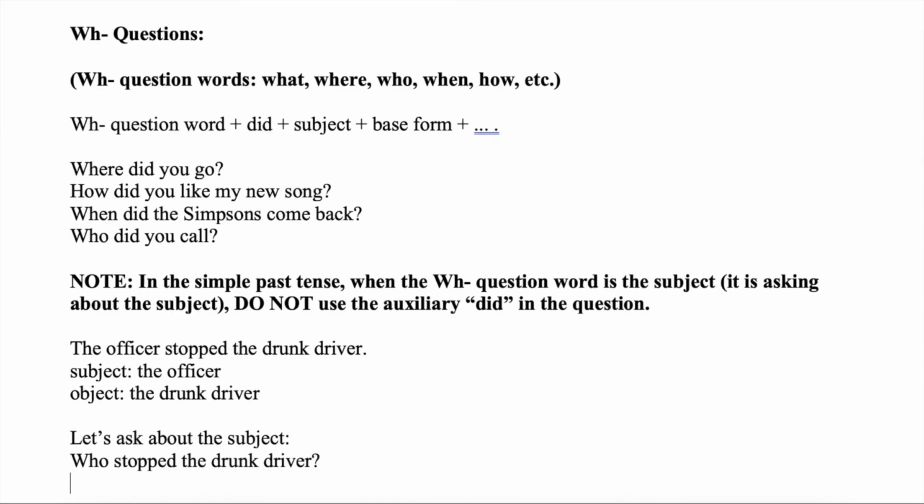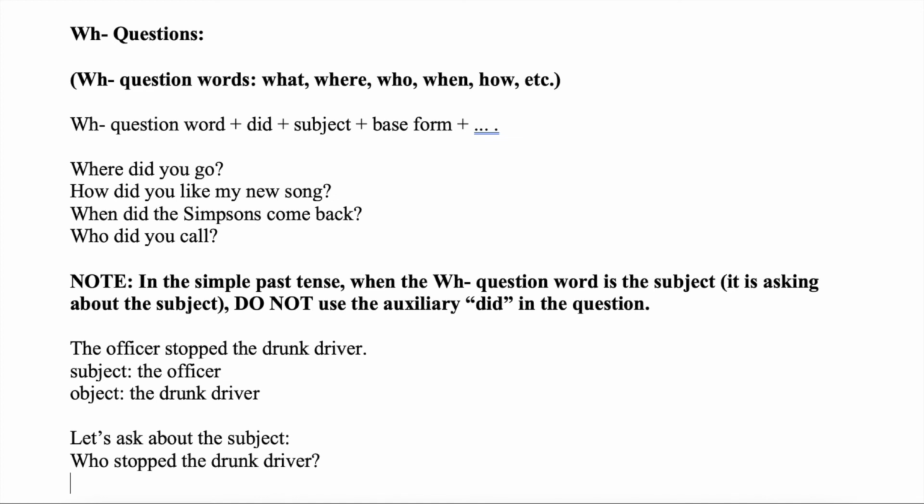And finally, WH questions. You start with the WH question word, which can be where, what, who, when, how. Then you use did, and then the subject, and then the base form of the verb, and whatever else you have in your question. Don't forget to end it with a question mark. I've made a mistake and I've ended it with a full stop. Where did you go? How did you like my new song? When did the Simpsons come back?